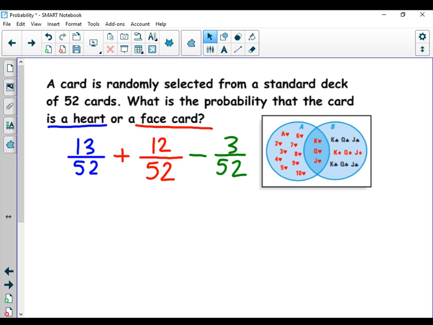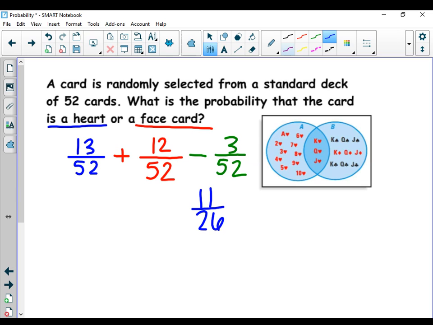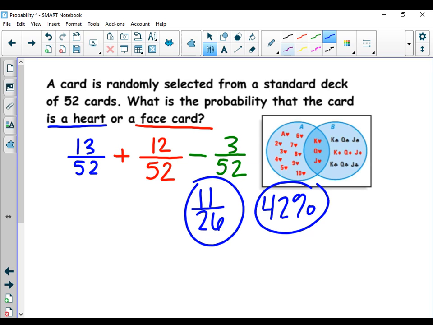And whether you give me the fraction of 11 over 26 or you give me 42%, I'll accept both. Notice how I'm not accepting if you gave me 22 over 52. If you're going to give me a fraction, I want it to be completely reduced. Okay. Any questions so far?